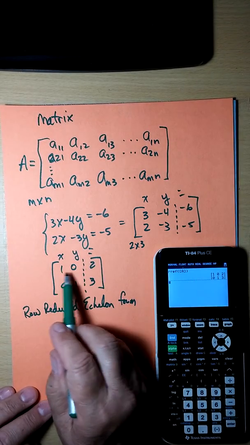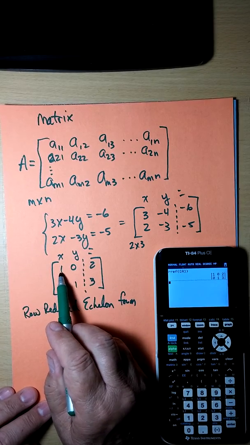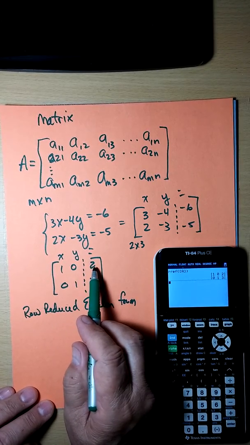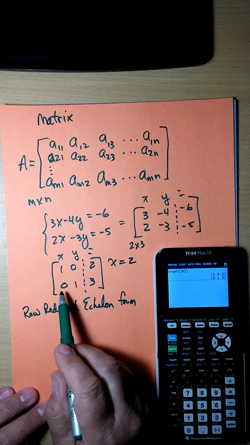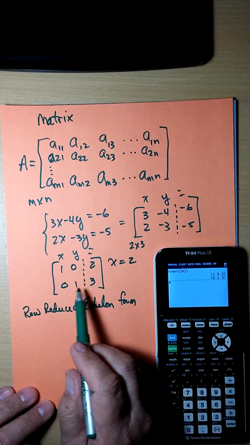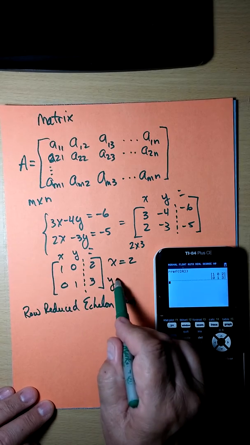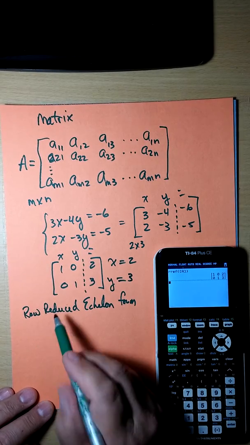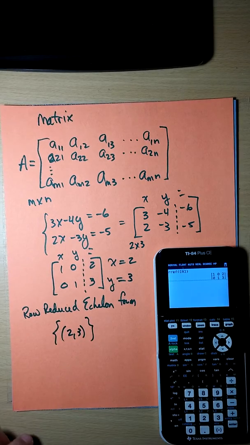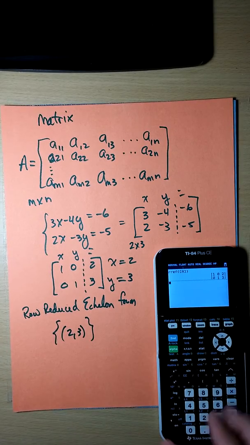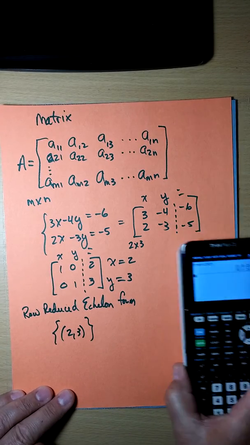But what does this first row tell you? x plus 0y equals 2, or x equals 2. 0x plus 1y equals 3, or just y equals 3. And you've solved your system of equations. We can do this for larger systems also.